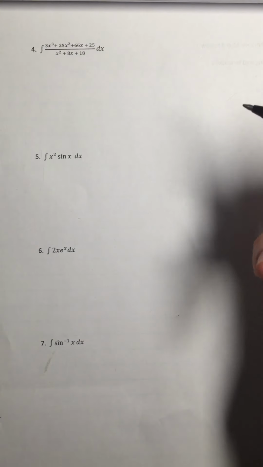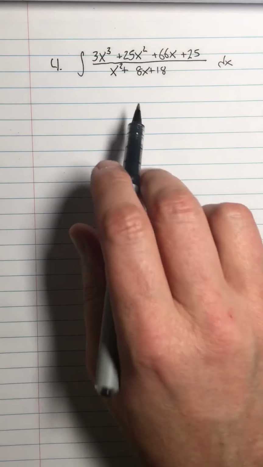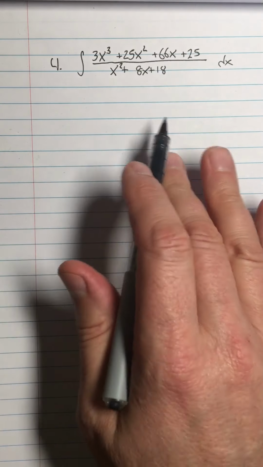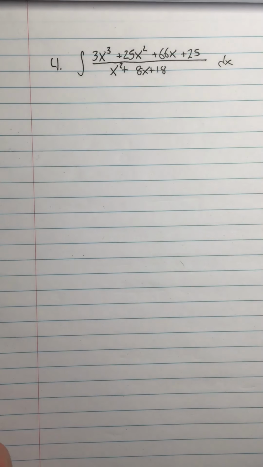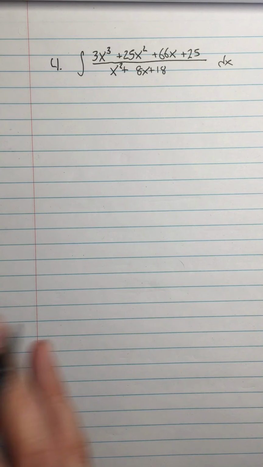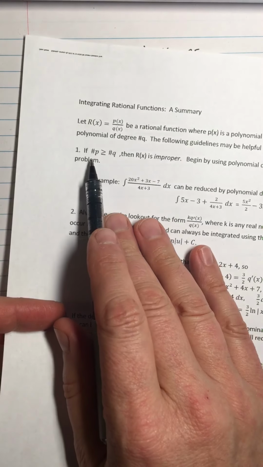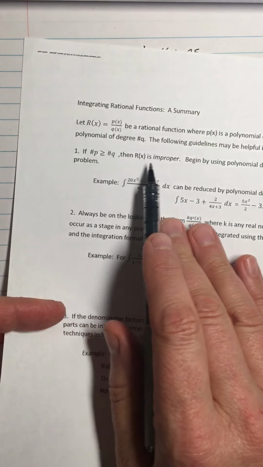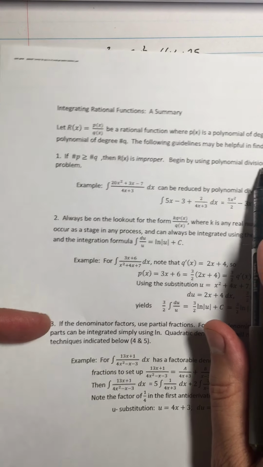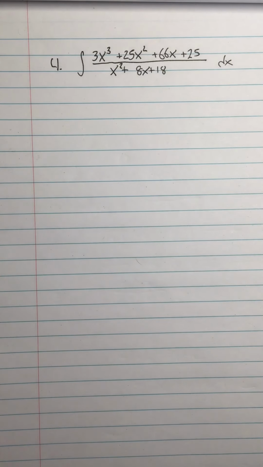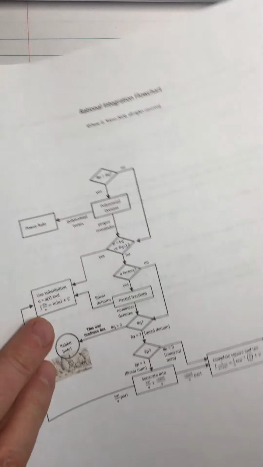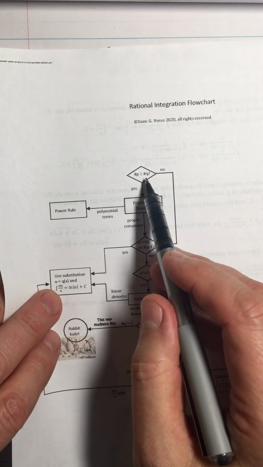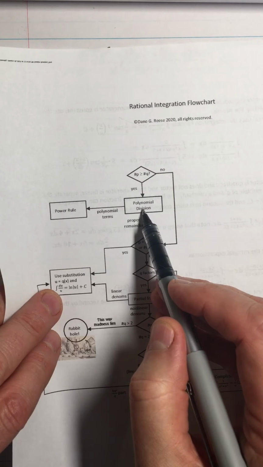All right, number 4 looks like a monster, and it is. Here it is. It should be really obvious, when you look at this, what the first step is going to be. If degree of p is greater than or equal to degree of q, then it's improper, so polynomial division. Or you begin looking at a flow chart: is degree p greater than or equal to degree q? Yes, it is, so polynomial division.